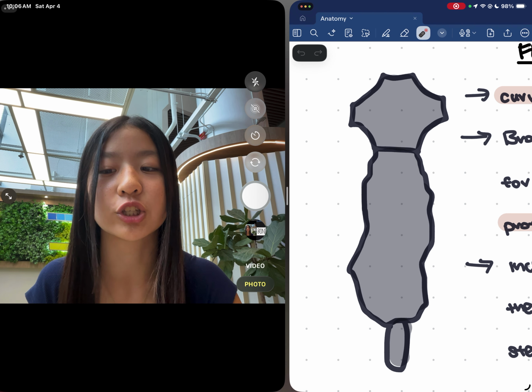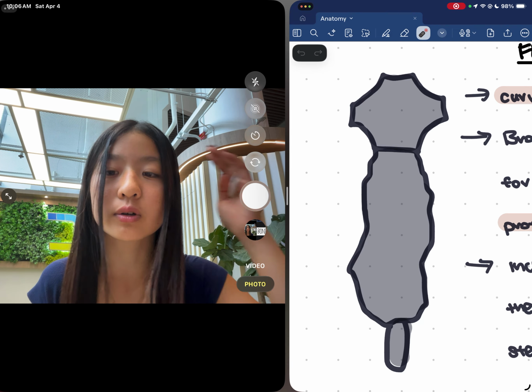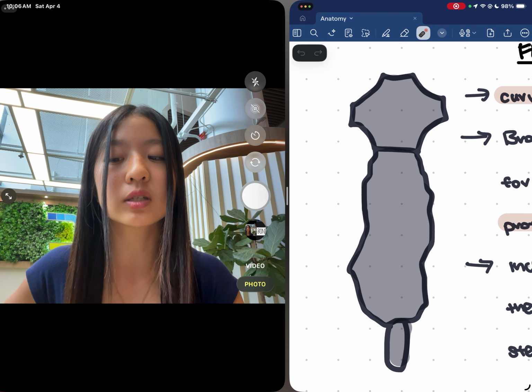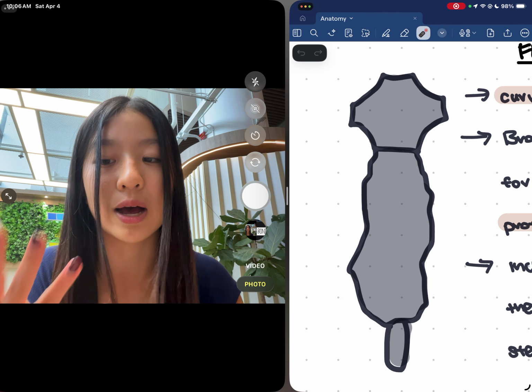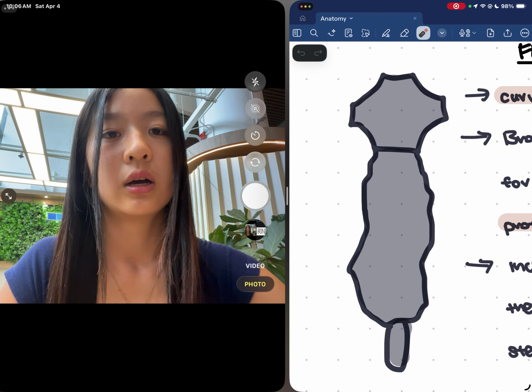And there's not really much inside of it. It's really just serving as protection. So for example, your skull, even though it's curved this way, is a flat bone. Your ribs to protect your lungs and your organs are also flat bones, as well as your sternum, which is your breastbone.